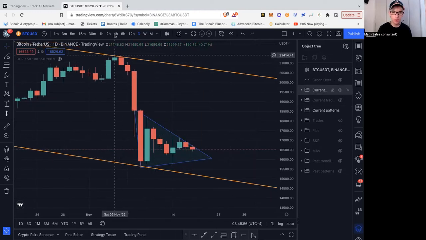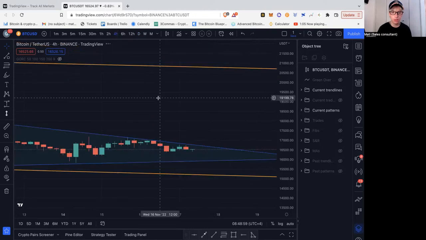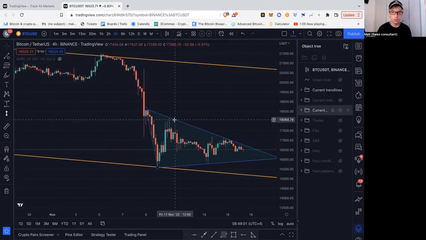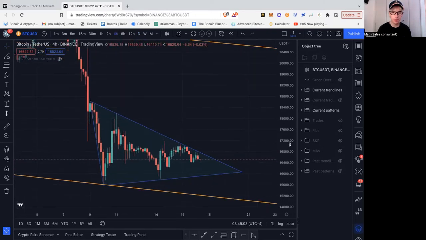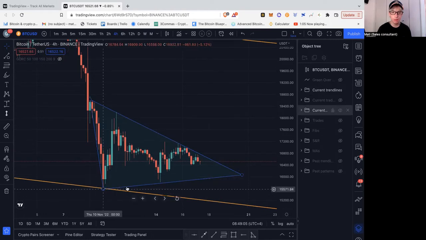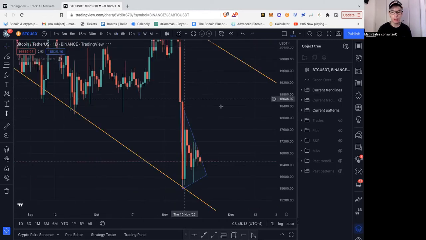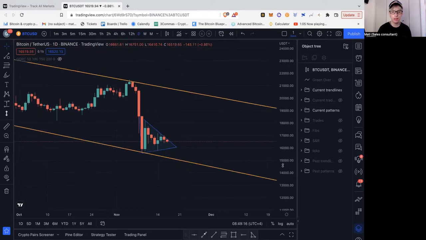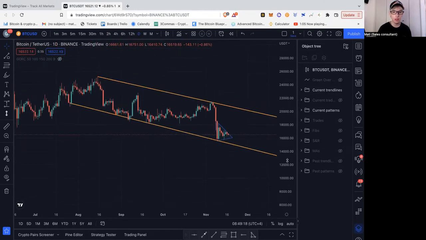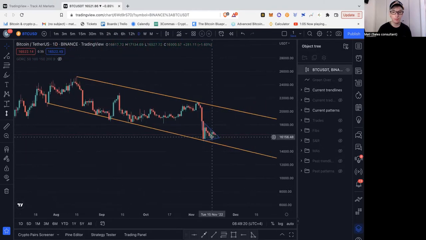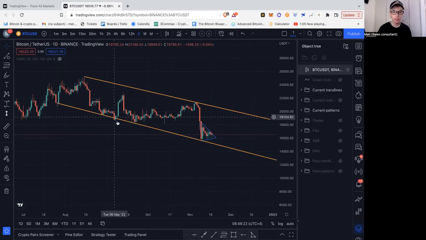If we zoom in a little bit to the 4-hour chart, we can see a little bit clearer where these levels of support and resistance and the touches are of this triangle. It is important to note that this triangle is itself inside of this channel right here. We can see all of the touches of this channel.